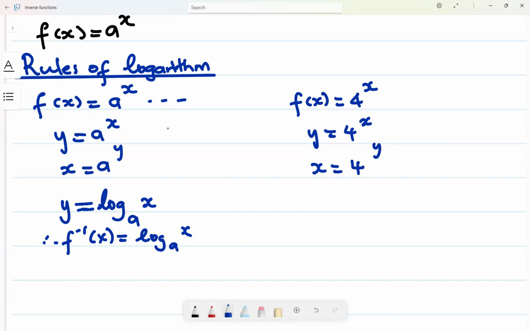But remember, I do not want x equal to something. I need this y to be the subject of the formula. Remember what I will do? I'll just drop this and say, okay, it is y.